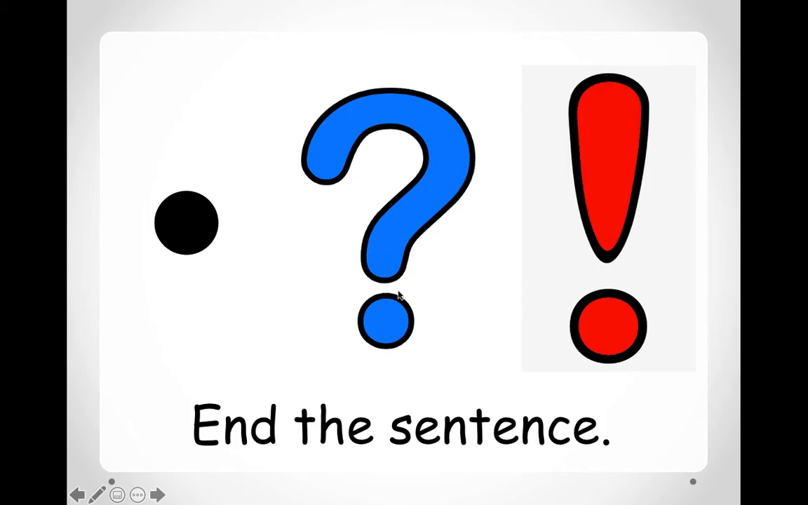Now remember, you will use a full stop to end a sentence. That is a statement. So anything that you are saying, you will end it with a full stop. If you are asking a question, you will end the sentence with a question mark. And if you are showing a lot of emotion, like excited or angry, or if you are screaming, you will end the sentence with an exclamation mark.